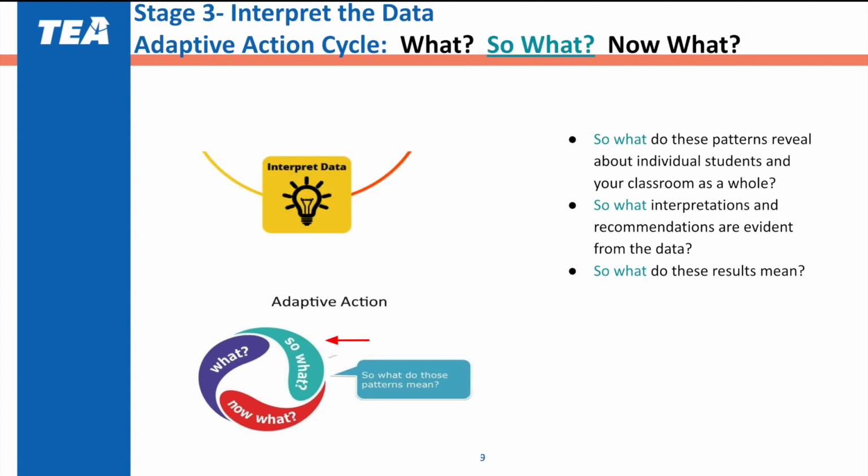When you're ready to move on to stage 3 of the assessment instructional cycle, interpret the data, you're still using the second step of the adaptive action cycle. And while you interpret data, you're still looking for those patterns. When you're working on interpreting data, you may want to think about what these patterns tell you about the student, what interpretations and recommendations are evident when you look at the data, and what the meanings of these results are.